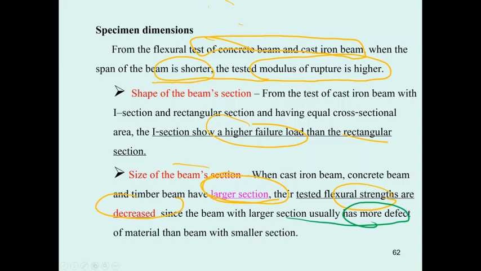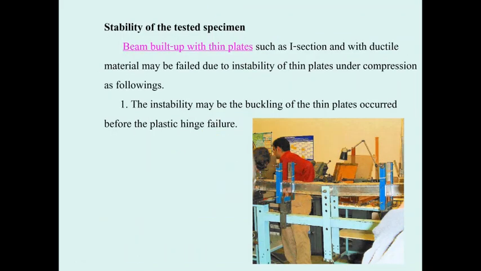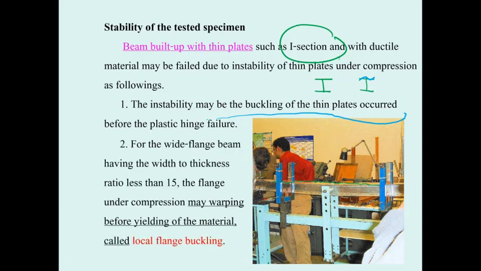Stability. Built-up beam with thin wall such as the I-beam, when you test it, okay, it's going to have some instability problem. But this one, okay, you have the web of the wall that is thin like this, okay. When you push it, the top portion of the beam that is subject to compression may have some kind of warping here. There's some kind of instability that occurs due to the buckling of the thin plate. Okay, that is going to be in compression. For the wide flange beam, the width to thickness ratio less than 15 is going to be thin. Okay, thin wall section. This beam will get warping.